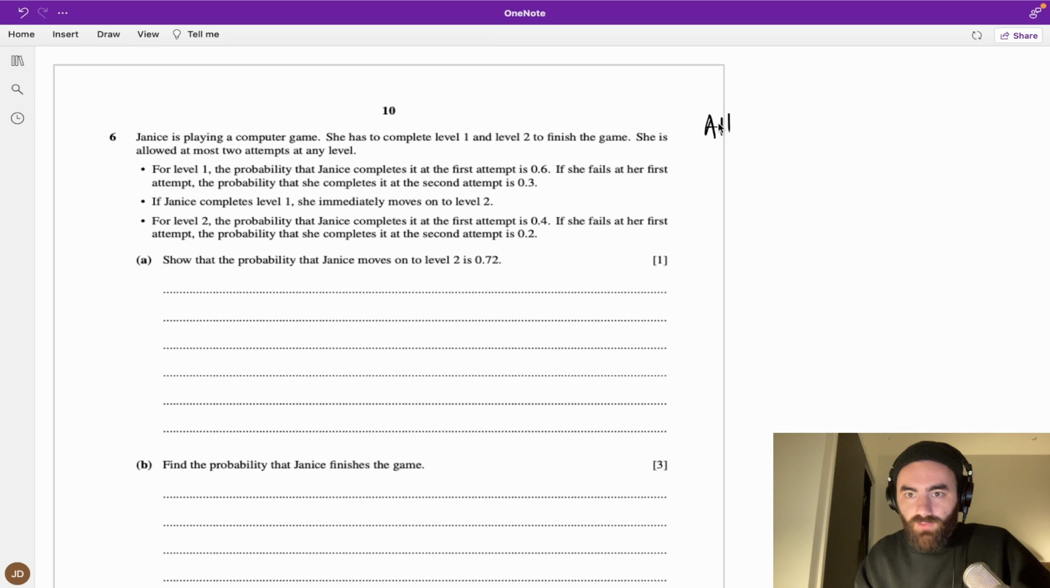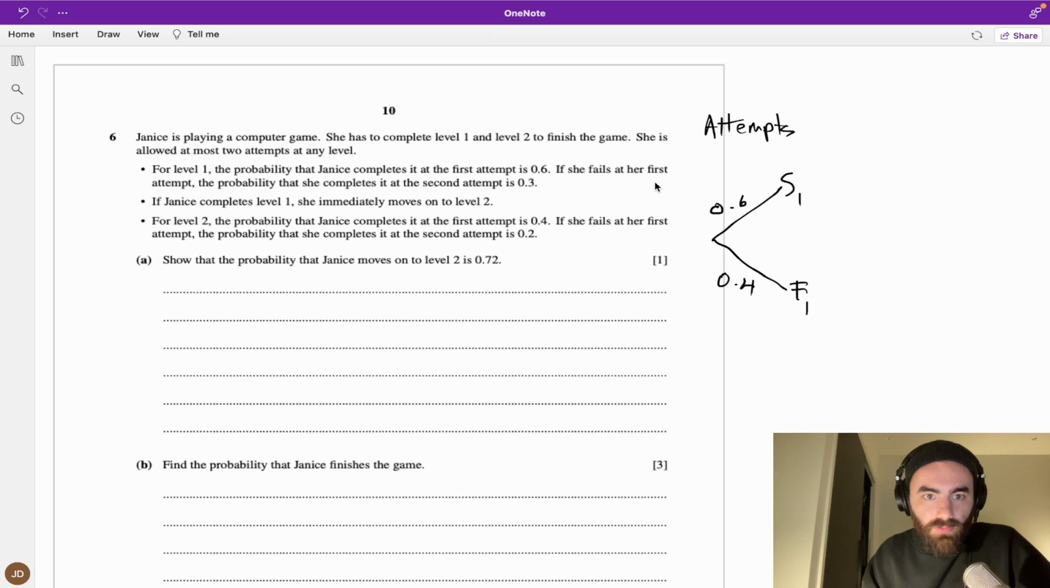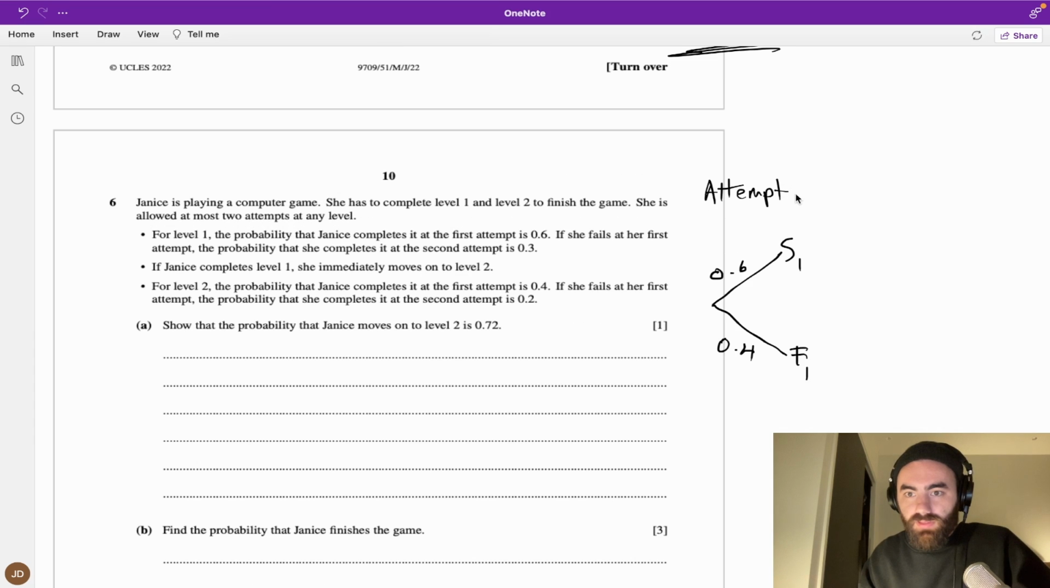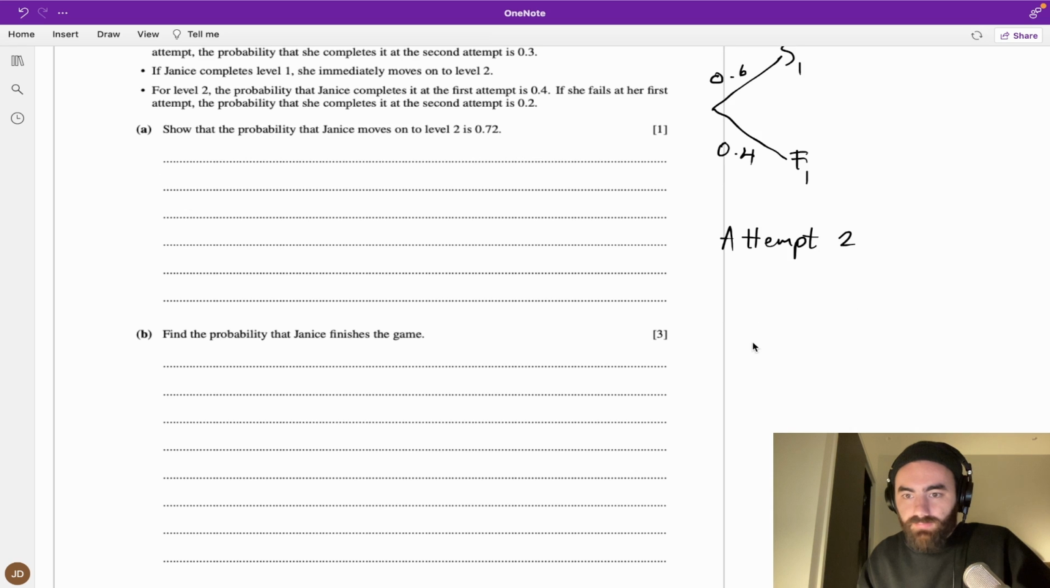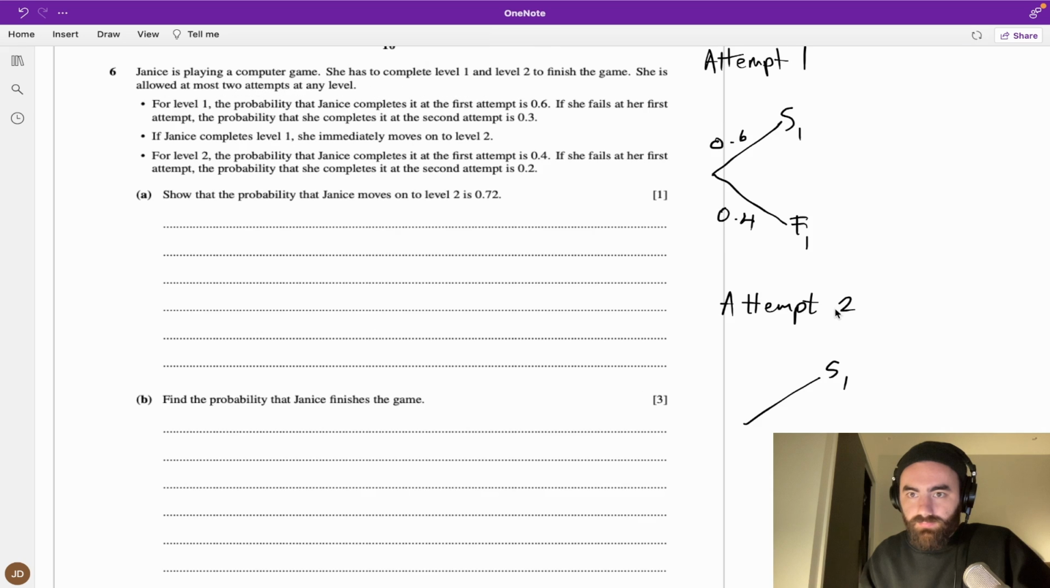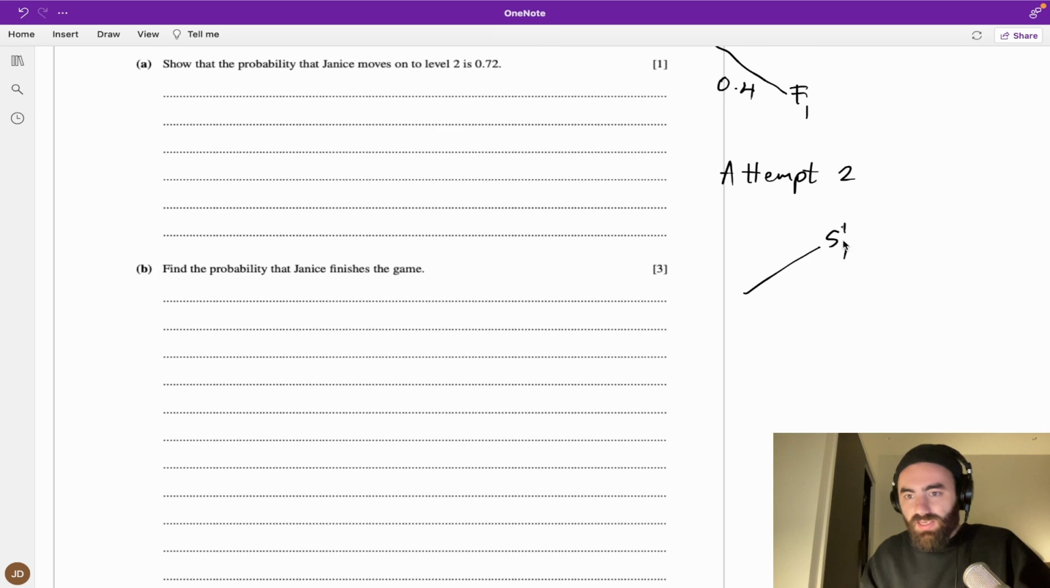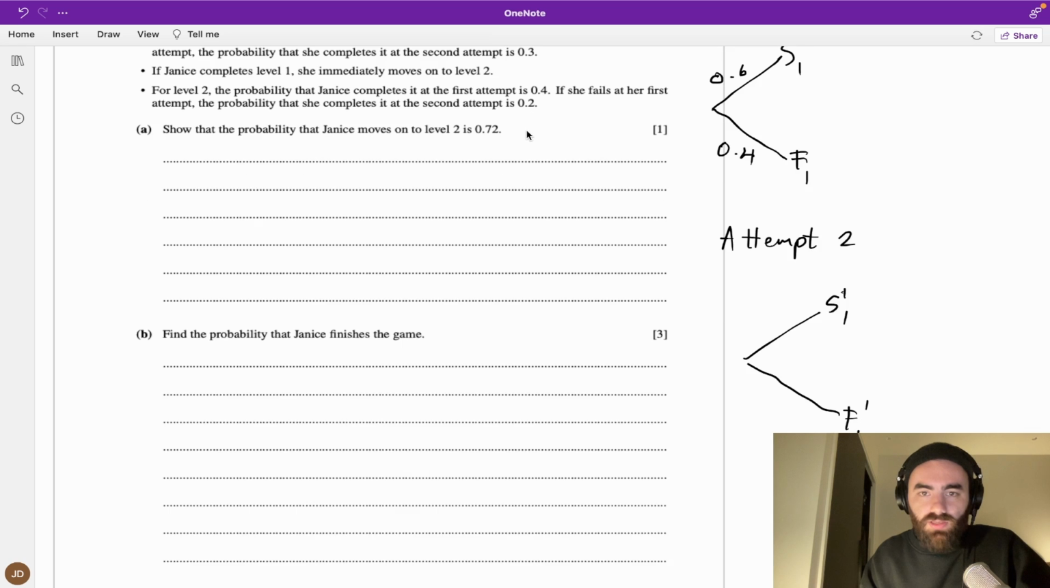For the first attempts at these levels, for level 1, she either succeeds level 1 or she fails level 1. The probability of completing level 1 is 0.6 if she succeeds, so therefore 0.4 for her to fail. If she fails at the first attempt, the probability that she completes the second attempt is 0.3. So this is attempt 1, and this is attempt 2. Let's call it S1 dash, so the dash indicates that it's a second attempt. Or fail 1 dash will be that she completes it on the second attempt is 0.3, and 0.7.